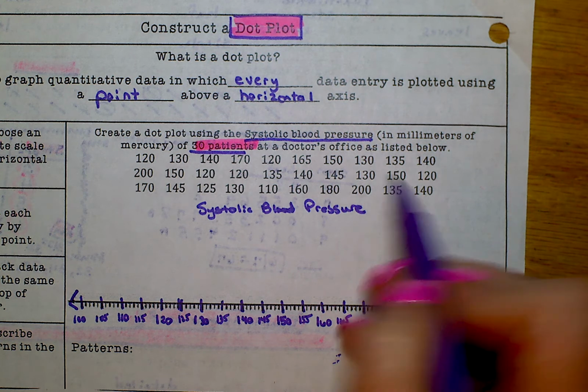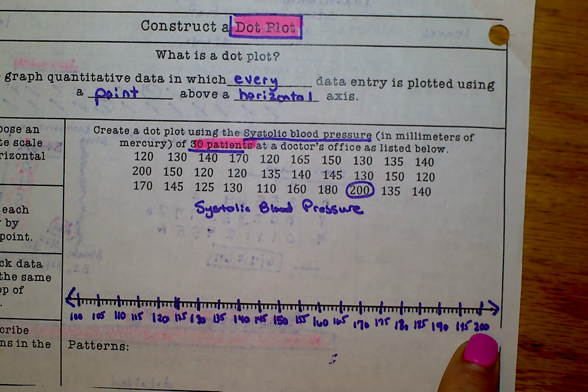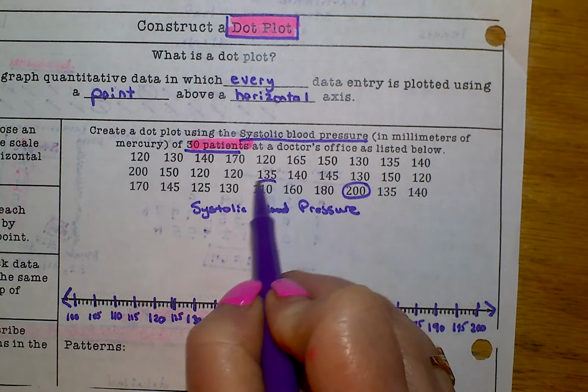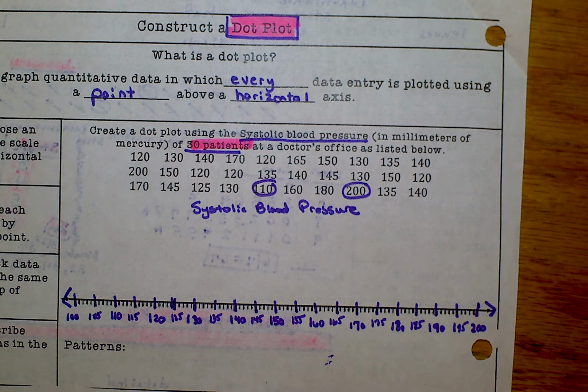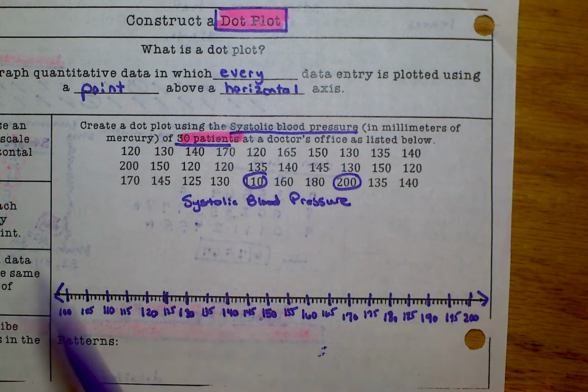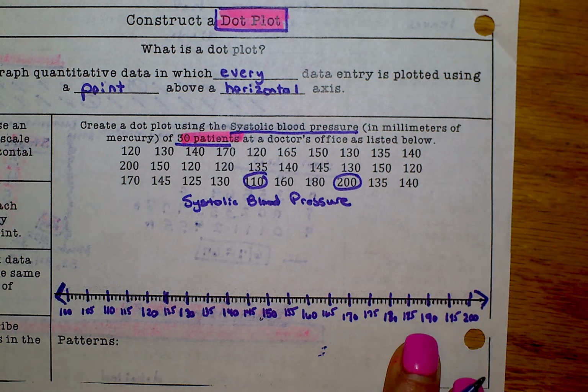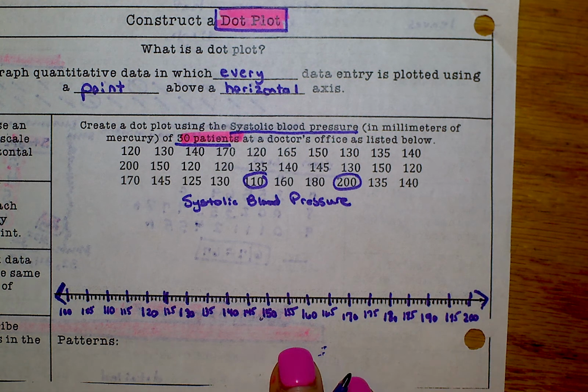So I did glance and see that I had 200, which was the highest, so I need my number line to go to at least 200. And then trying to see the lowest, I think it's 110. Yeah. So then I just started at 100 and went through to 200. Once you get that line numbered, you don't have to break anything because it just keeps going each way. It would go with that same scale, so you would just number under there.